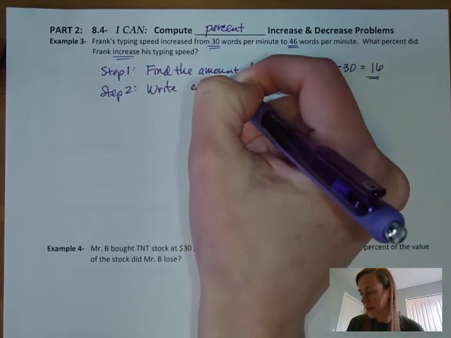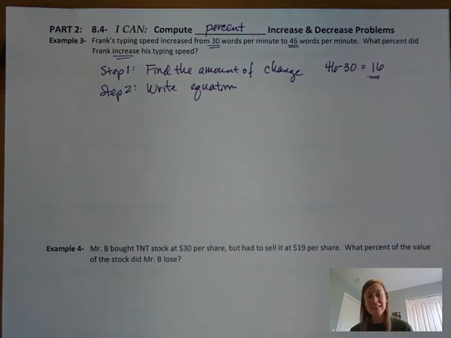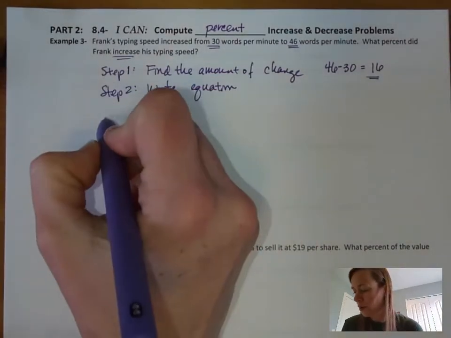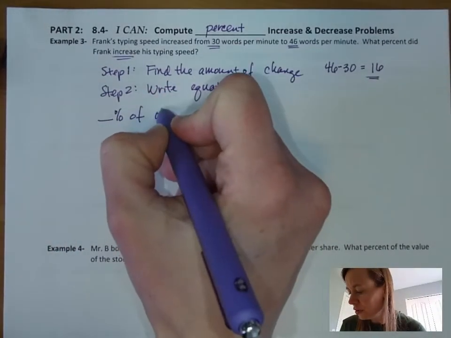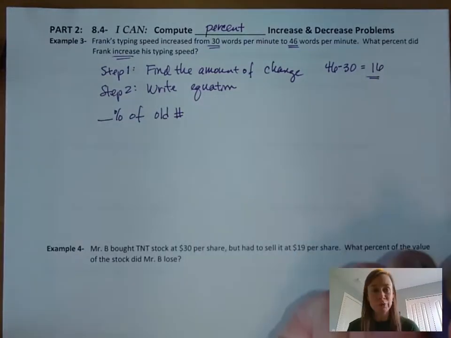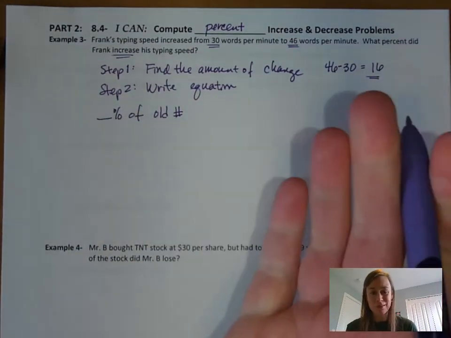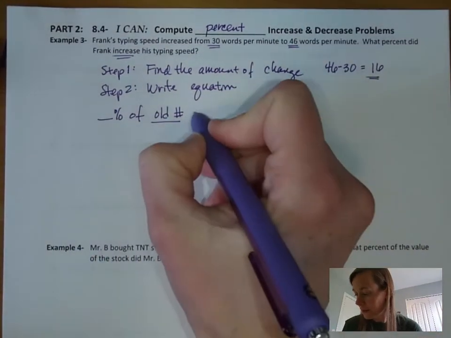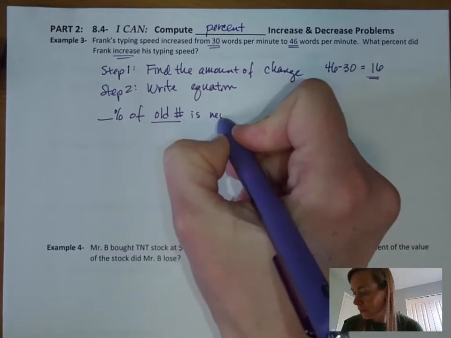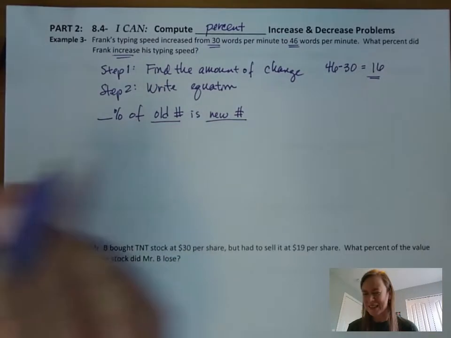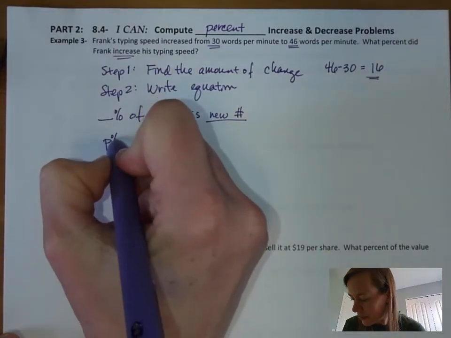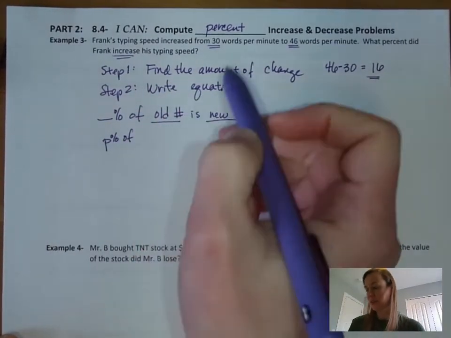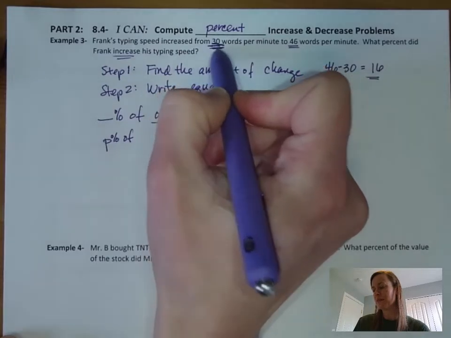Okay, so you can write it in English first if you want. At least think it in English. I'm going to write it in English. Okay, so what percent of the old number, we're not dealing with price right now, we're just dealing with numbers. So I'm going to say the old number is new number. So this is kind of like your formula. So I'm going to say what percent, I'll say P percent of, okay, now what's my old number? My old number is 30.